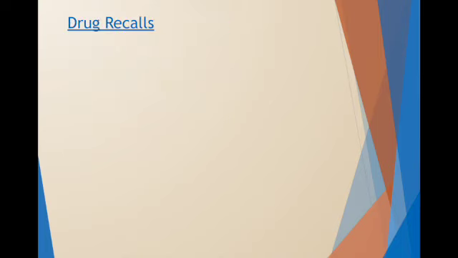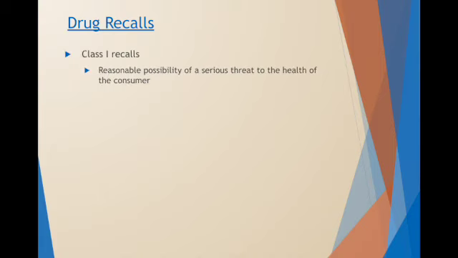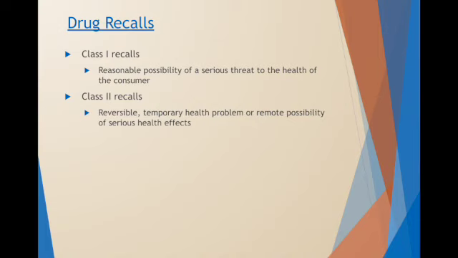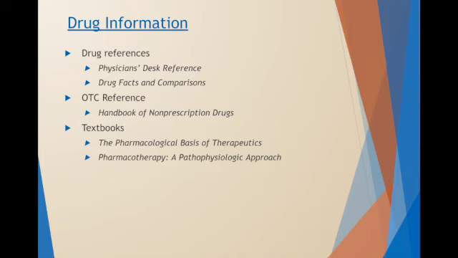Drug recalls are processes in which medications are pulled from distribution, and they come in a couple of different classes. The class 1 recalls are when there's a very reasonable possibility of serious threat to the health of the consumer. And that differs from class 2, where there may be a reversible or temporary health problem or the remote possibility of a serious health effect if patients are using that medication. And class 3 is when it's not likely to cause a health hazard, but is still an abnormal process of how the drug was developed, perhaps an issue with the quality, and it's pulled from distribution.